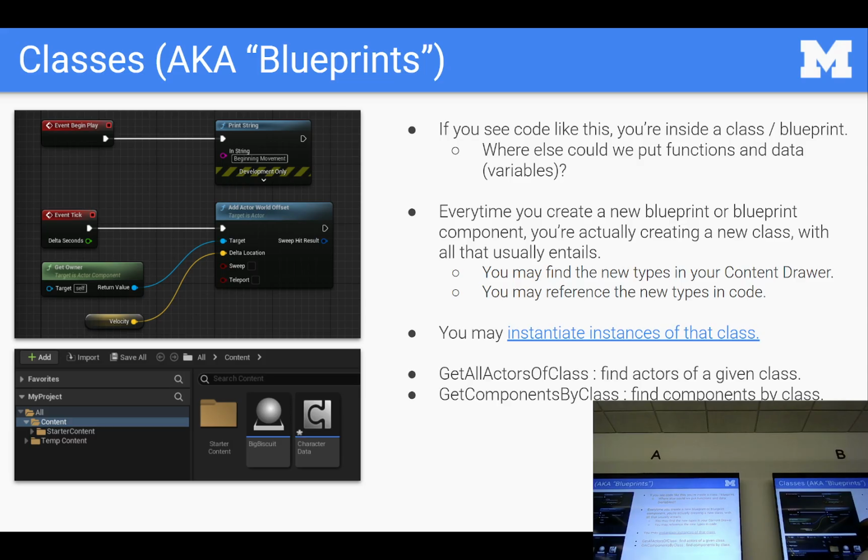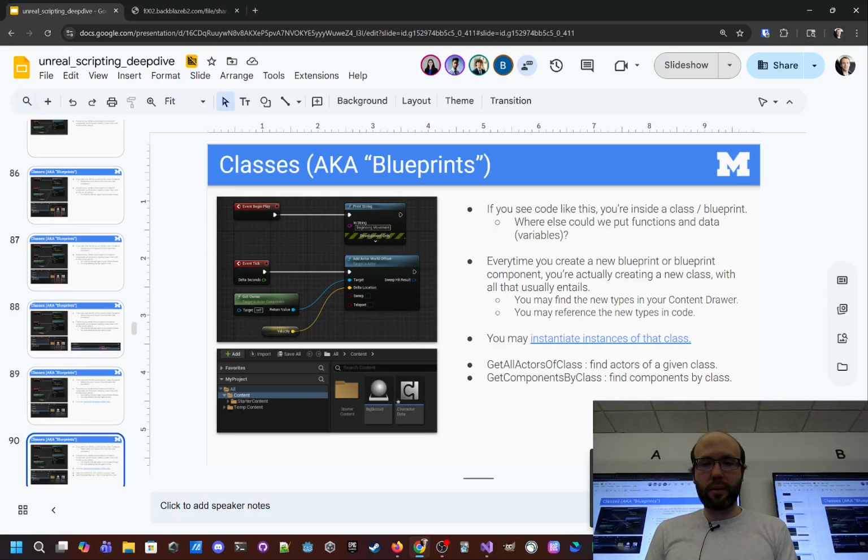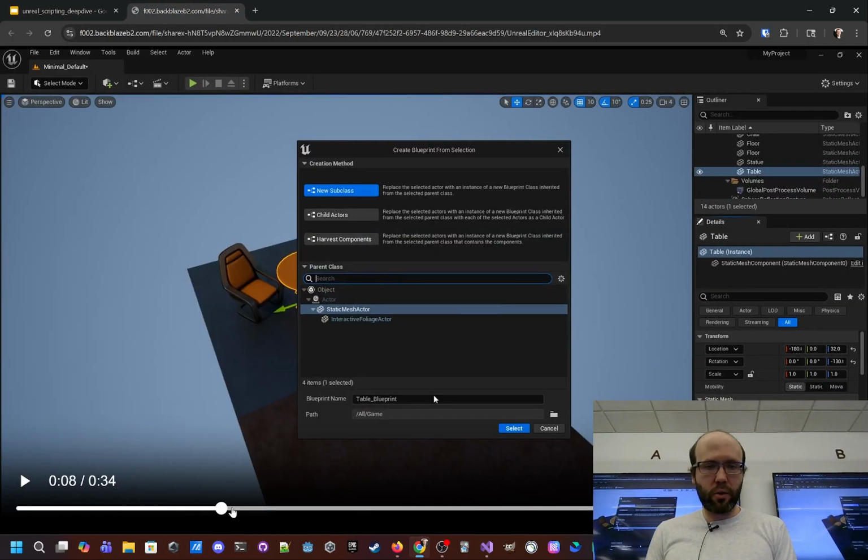Once you have an actor, you can do this wonderful function, Get Components by Class. Actors have components. Blueprints have components. I think we can even see it in this video if we go back to looking at the blueprint.